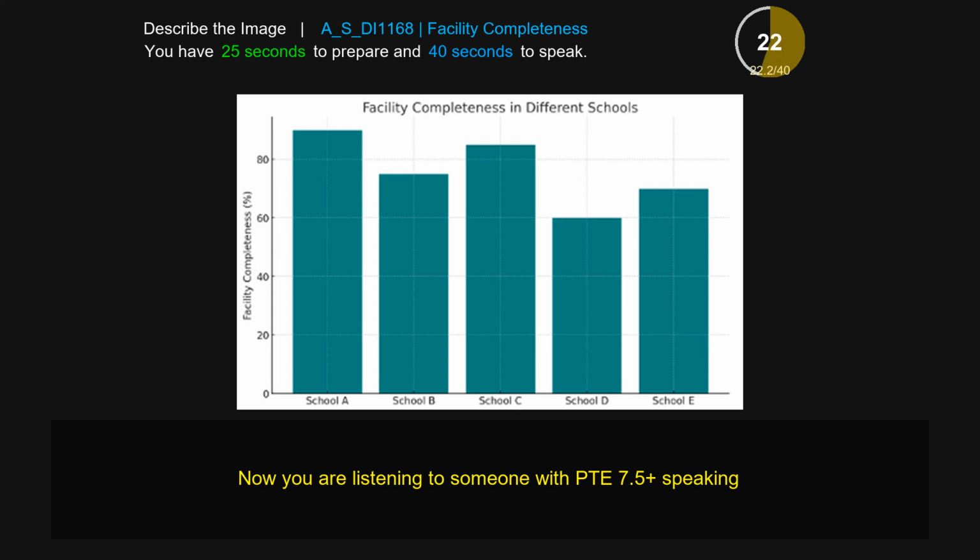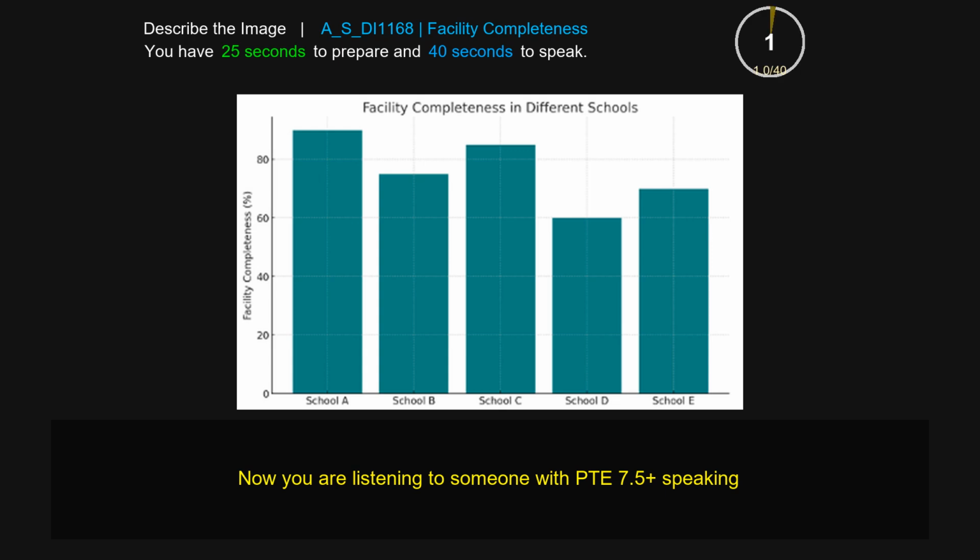The minimum amount is equal to 60 related to school D, and the maximum amount is equal to 90 related to school A. In conclusion, you can find out some information about facility in different schools that can be used in future studies.